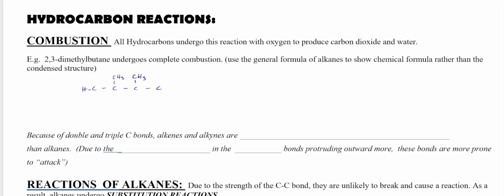And then the rest of this now I can simply put in the rest of the hydrogens. And then plus oxygen goes to form CO2 and H2O. I'm going to start with my carbons. 1, 2, 3, 4, 5, 6. I've got 6 carbons. I'll put a 6 right there. And then I look at my hydrogens, and I have 14 hydrogens, so I put a 7 there.